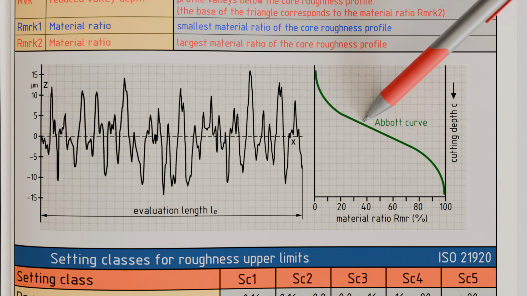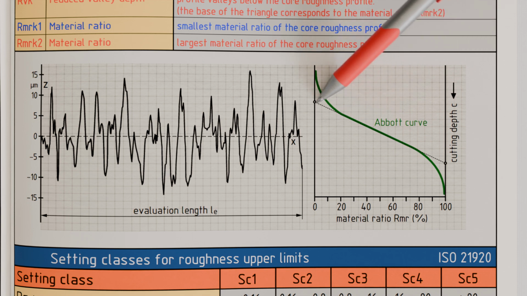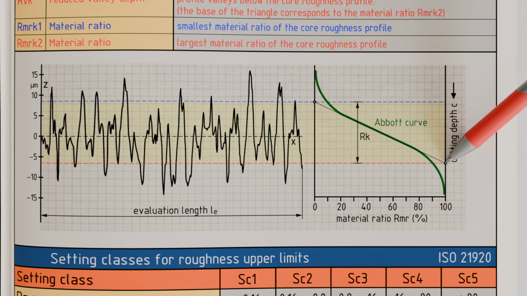The core height RK of the roughness core profile is determined as the vertical distance between the points where the regression line of the material ratio curve intersects the diagram axes.